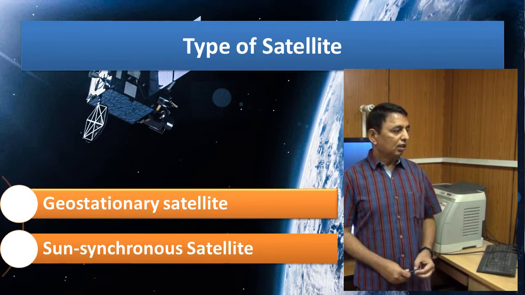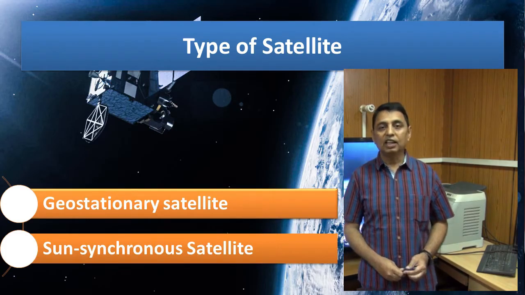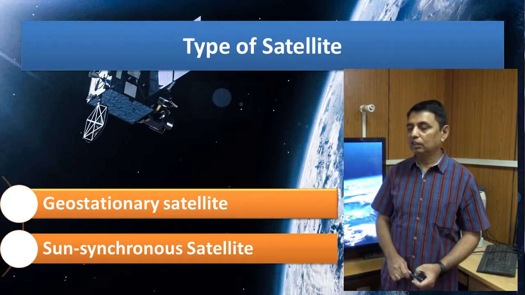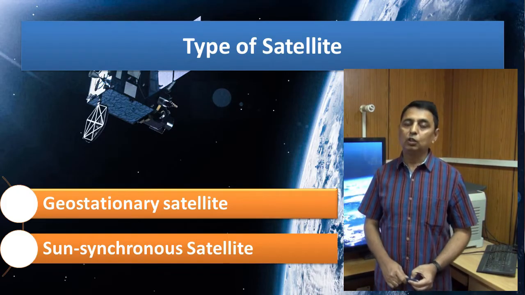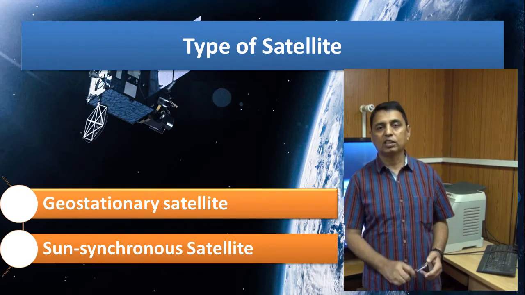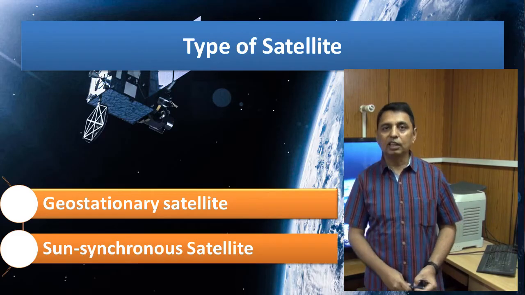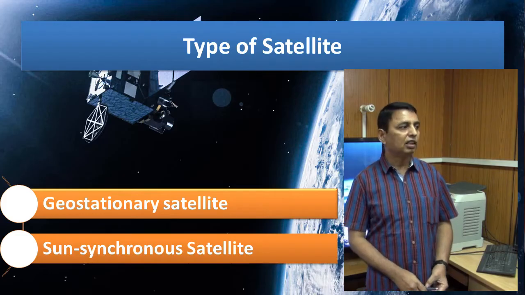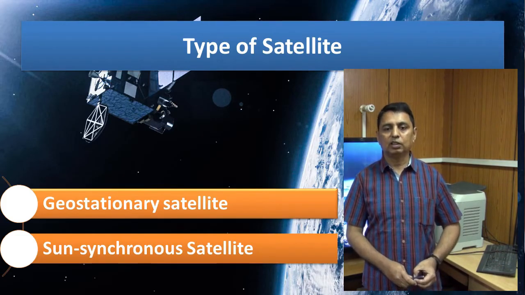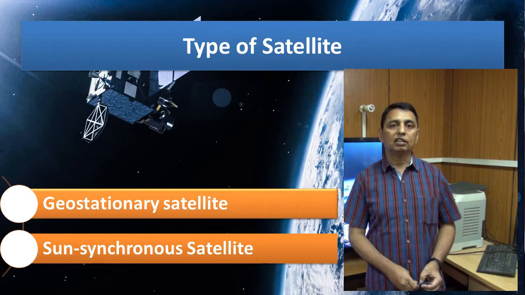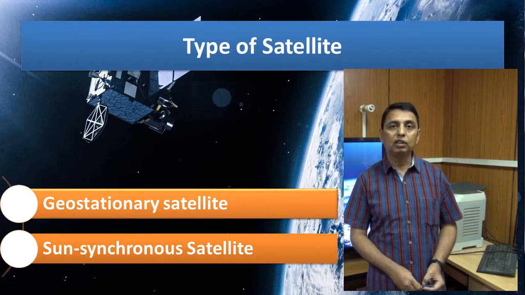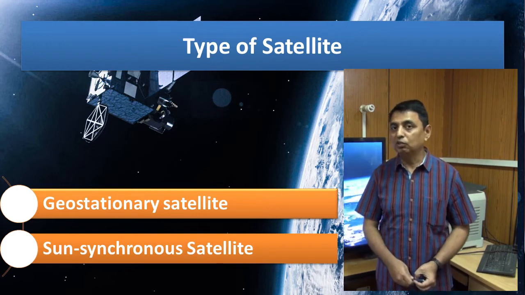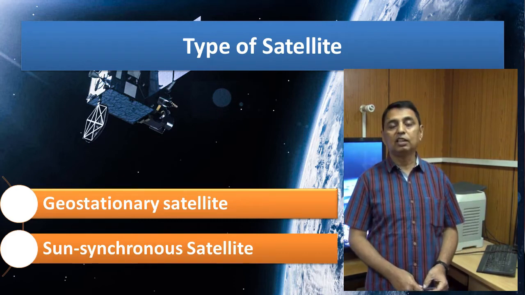Now types of satellite. There are two types of satellite which we generally have: geostationary satellite and sun-synchronous satellite. Geostationary satellite is mainly used for telecommunication purposes, like television, and sun-synchronous satellite is the remote sensing satellite. For the agriculture point of view, we use sun-synchronous satellite.